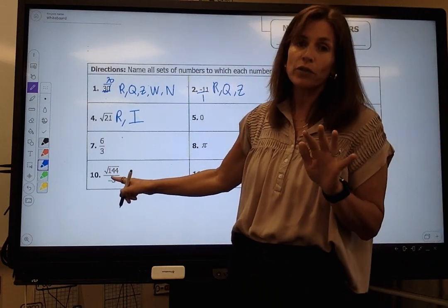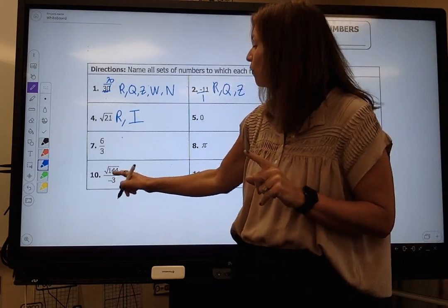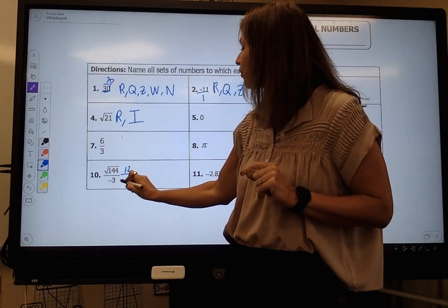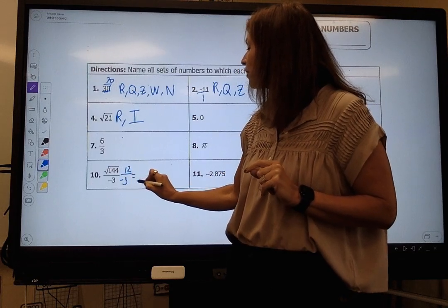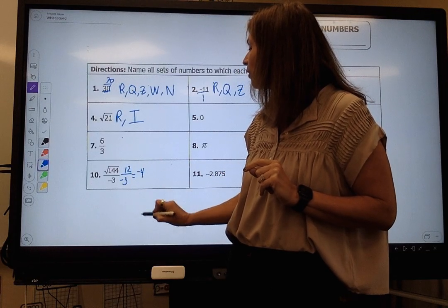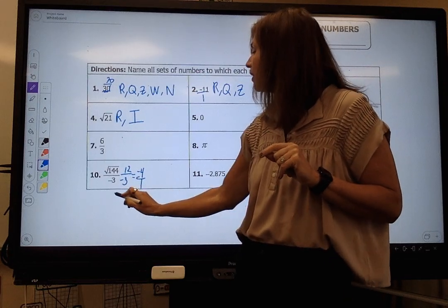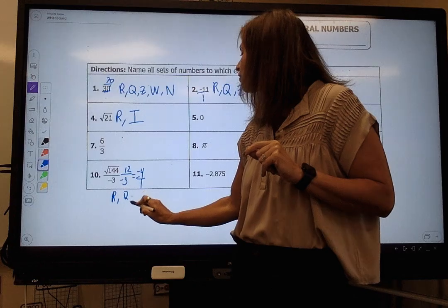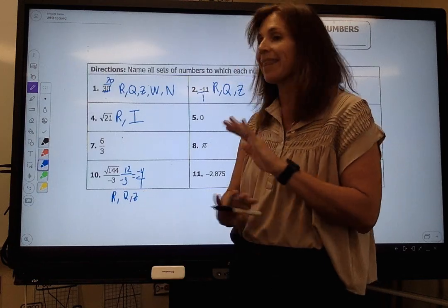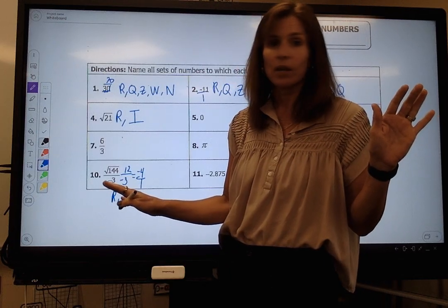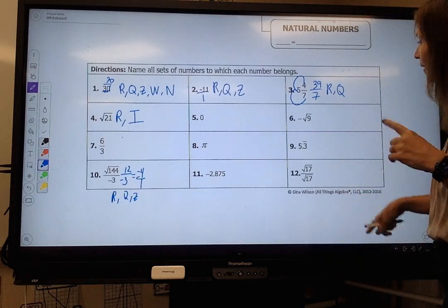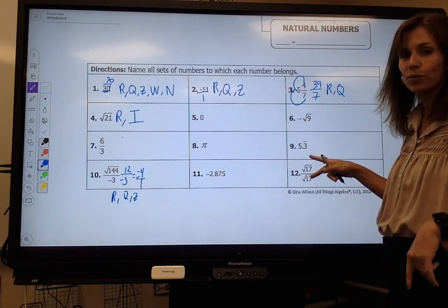Okay? Now, jump down to number 10. We simplify first. So when we simplify, the square root of 144 is 12 over negative 3, and that reduces to negative 4. I can make it fit the form A over B. There it is. So I know it's real, it's rational, it's an integer, and that's it because it's negative. It stops. It's not whole or natural.